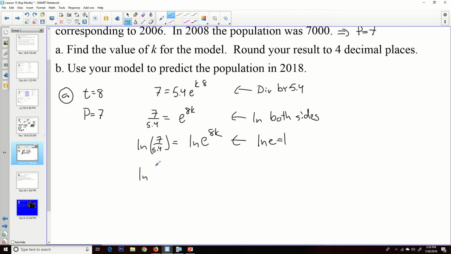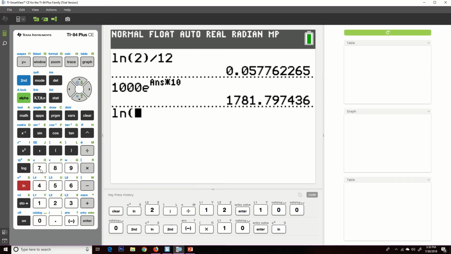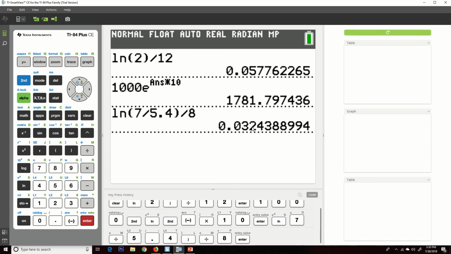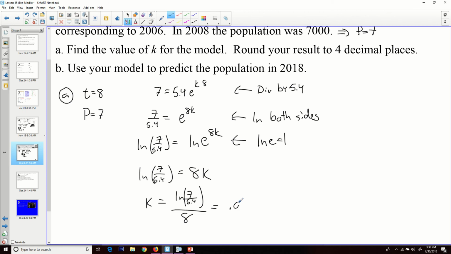So the ln of 7 over 5.4 is going to equal 8k. That's going to make k equal to the ln of 7 over 5.4, all over 8. And that'll give us a k value. So ln of 7 divided by 5.4, close that parenthesis, all over 8. Hit enter, gives us 0.0324. So 0.0324, and that's our value for k.